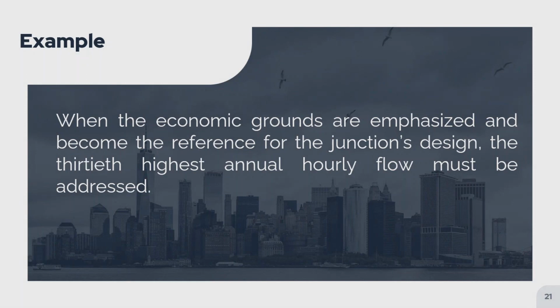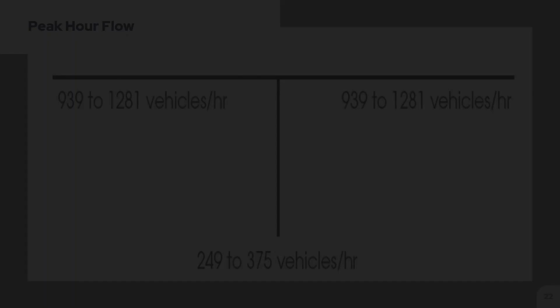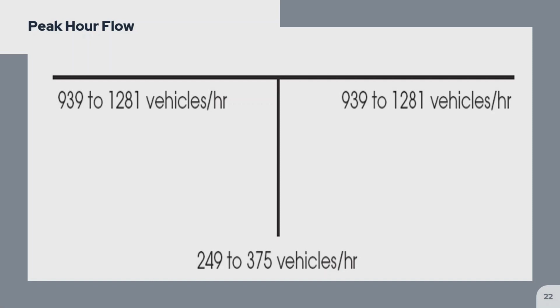When the economic grounds are emphasized and become the reference for the junction's design, the 30th highest annual hourly flow must be addressed. With regard to the local traffic count data, the AHT flow on each of the approach roads is translated into a design peak hour flow by multiplying by a factor of 3. It will then give the following values.